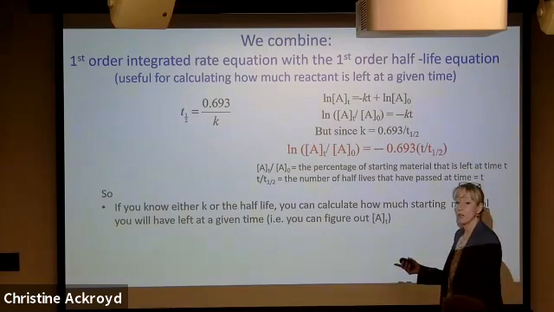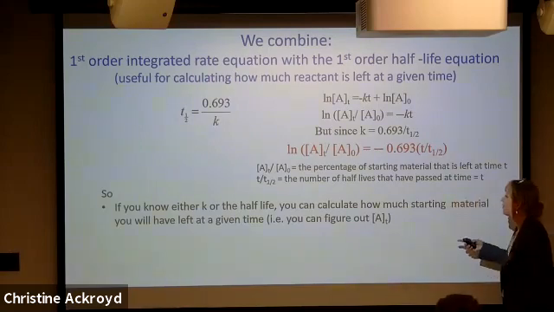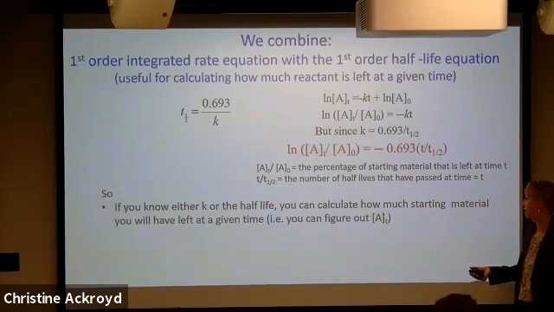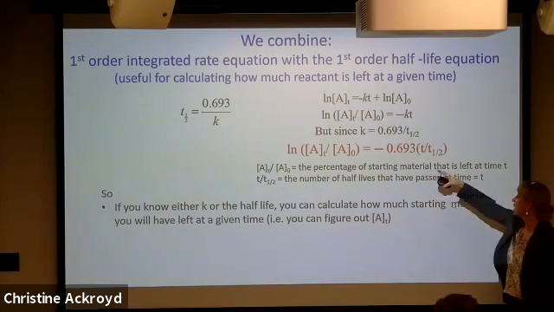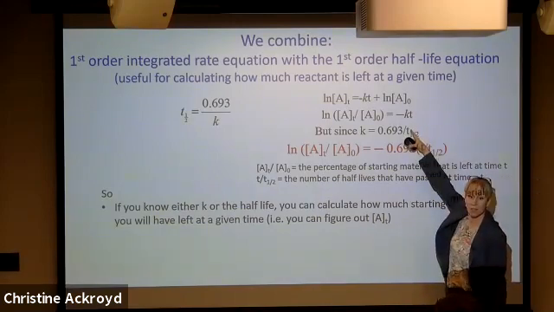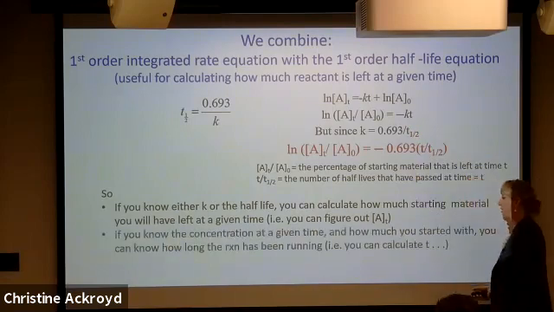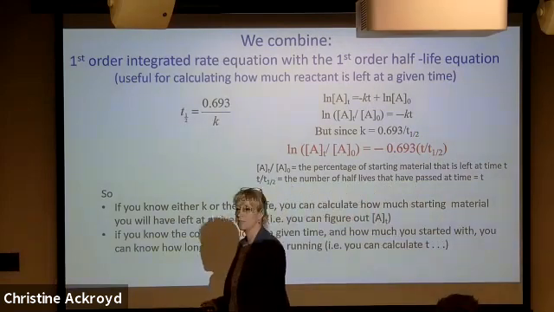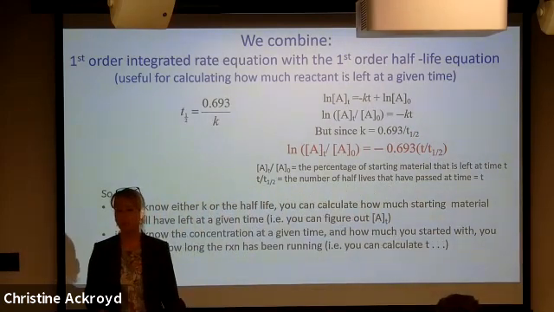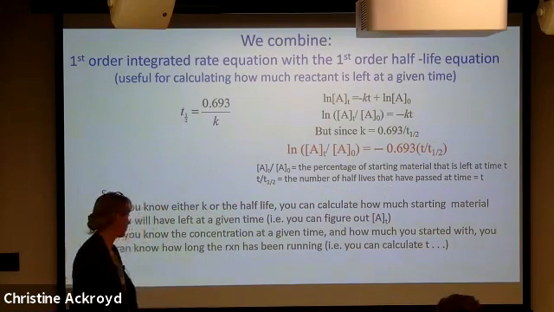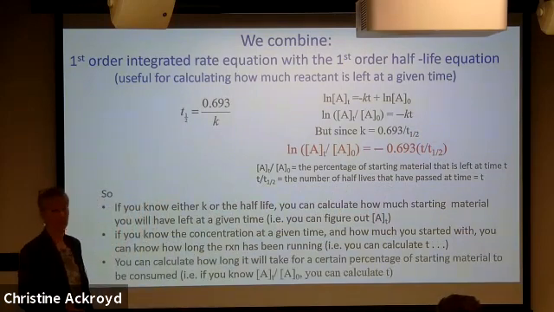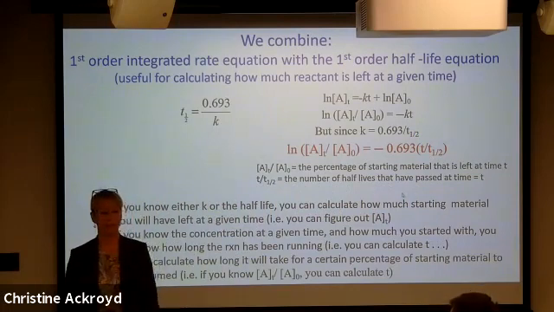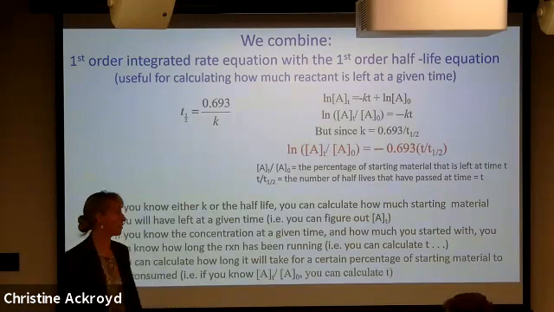Okay. So if you know the half-life, you can calculate how much starting material I have left at a given time. You can figure out [A] at time t. Can you do that same thing if you have k? Yeah, you can. You can also say, this is the percentage I have left. How long has the reaction been running? And in experimental terms, you can say, how long would I have to run it to be 90% done with the reaction? Which would be helpful.